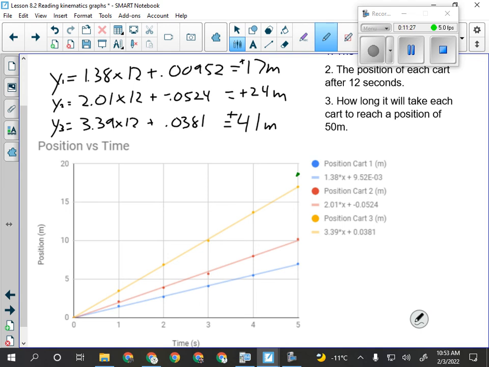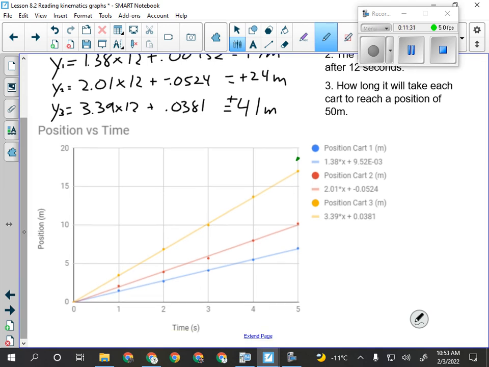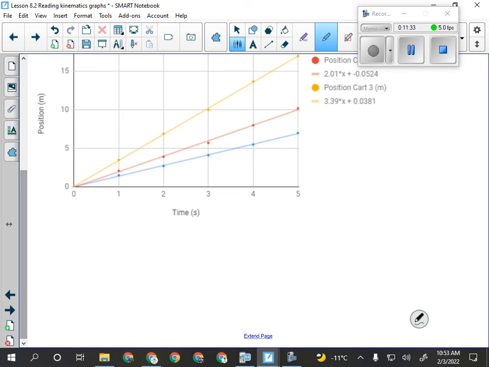So on number 3, we have the other manipulation. We're looking for how long it'll take to get to a position of 50 meters. So that's going to mean we're solving for x1: we're going to have y, 50 meters, minus b, which was 0.00952, over m, which was 1.38.